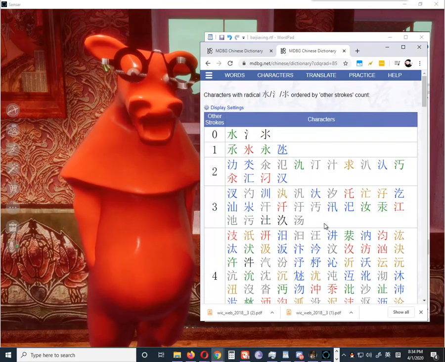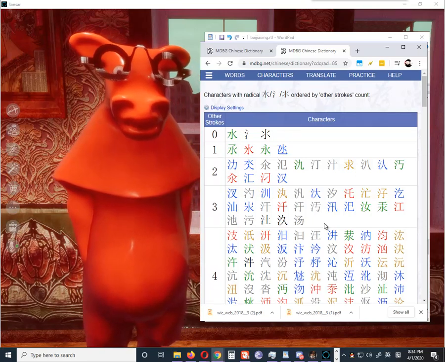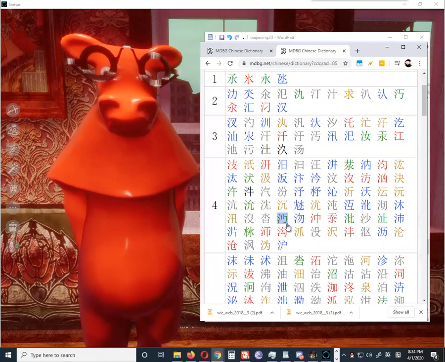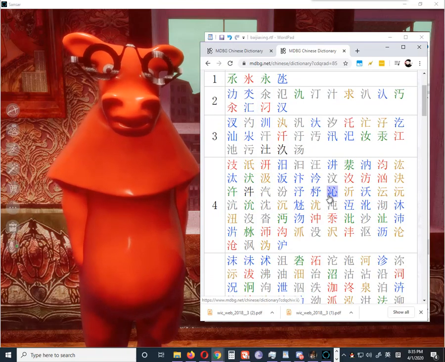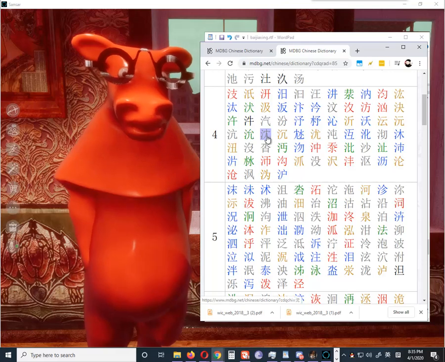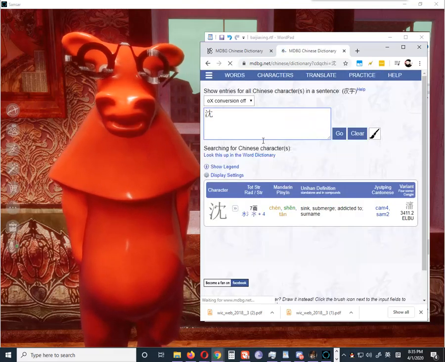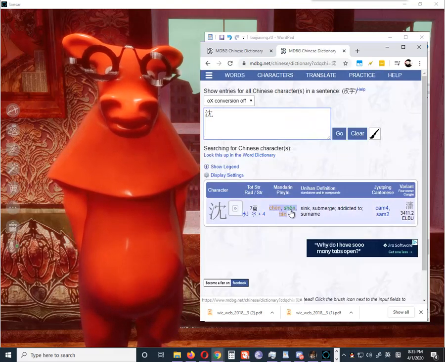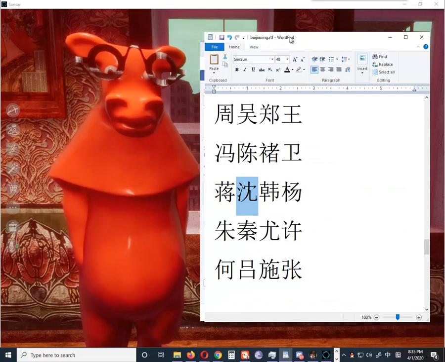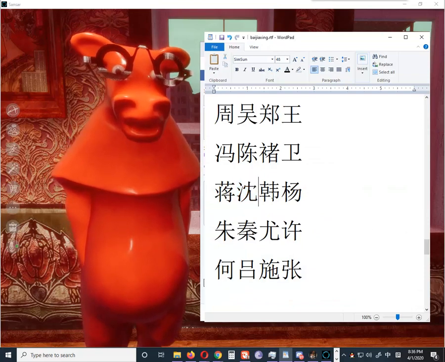Now, Shen is a 4-stroke, 4 additional strokes. So we want to look in the 4 category and see if we can see it. Oh, there it is. Let me look it up. Shen, 3rd tone. And it is in fact another surname. Okay, we go back.